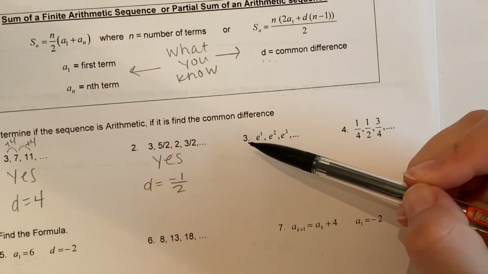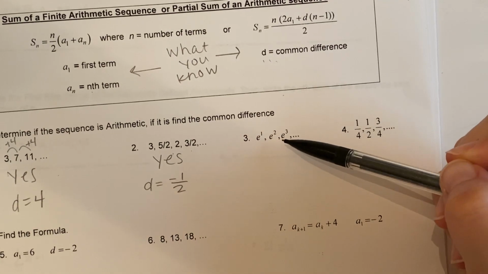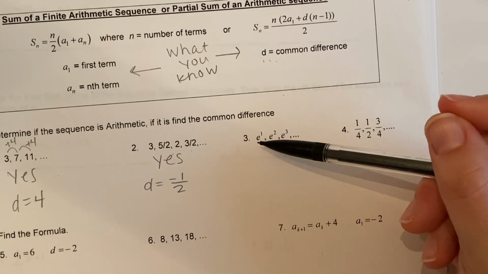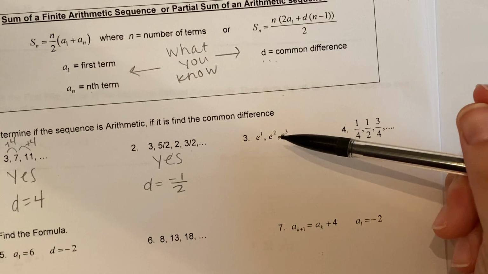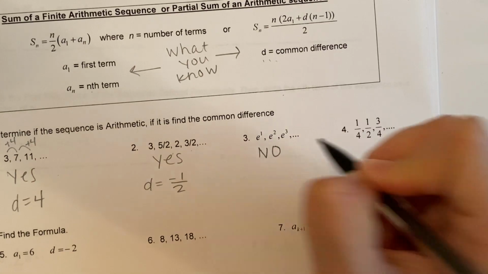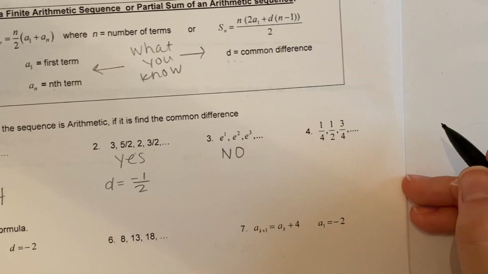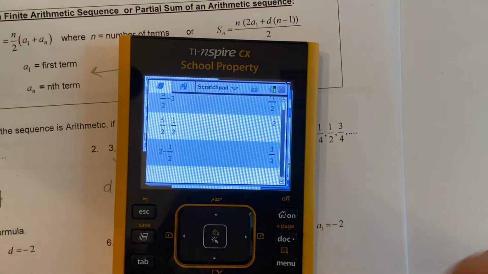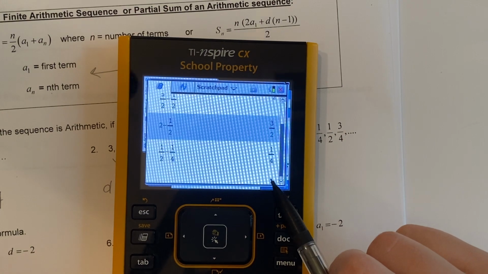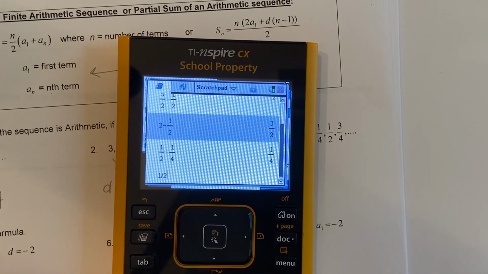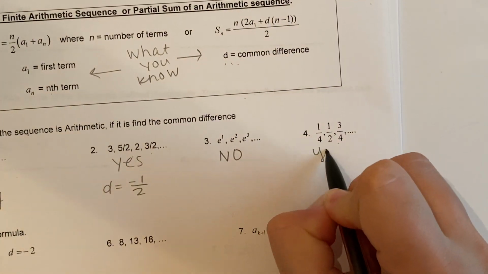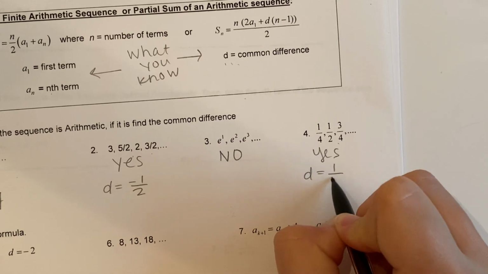Okay, number 3. They're increasing in the exponent. So technically, they're not adding, they're multiplying by E, because E times E is E squared. E squared times E is E to the third. Multiplying is not arithmetic. You have to add or subtract to be arithmetic. Let's check number 4. I'm going to do the same thing. What's 1/2 minus 1/4? So this looks like they're adding 1/4. Let's check. 1/2 plus 1/4 is 3/4. So yes, and each time they're adding 1/4.